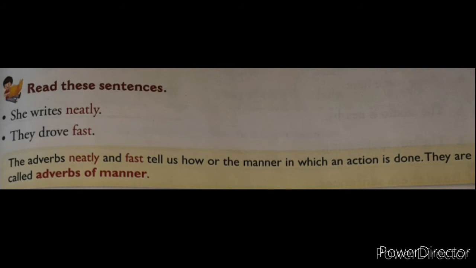These two adverbs tell us how, or the manner in which, an action is done. In which manner the action is done. How she writes? Neatly. How they draw? Fast. It means the manner in which the action is done is shown by the words neatly and fast. So these words are called which type of adverb? That is adverbs of manner, because they show the manner in which the action is done.